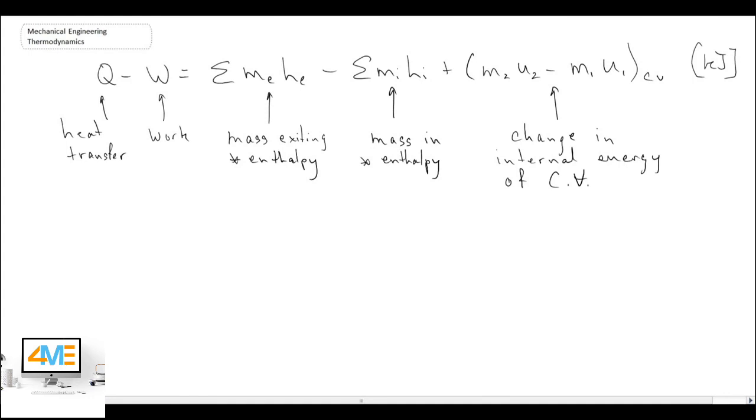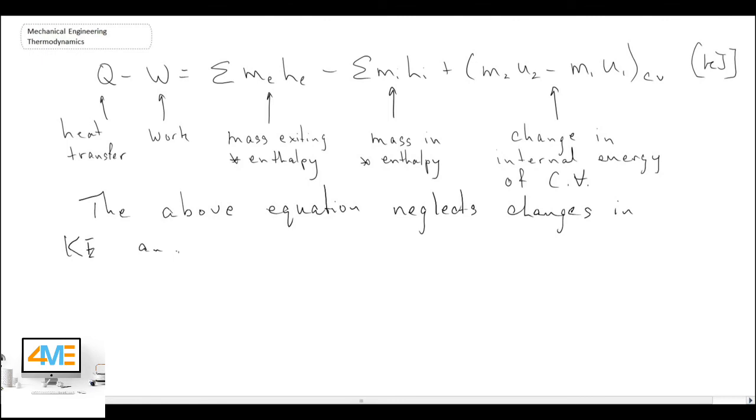So that's a form of the first law that we can use for cases where we have unsteady flow under the uniform flow approximation, or assuming it to be a uniform flow process. Now, another thing that I should point out is you'll notice we're missing a couple of terms. We're missing both the kinetic energy change as well as the potential energy change. So the above equation neglects both of those. So that is the equation for a uniform flow process.